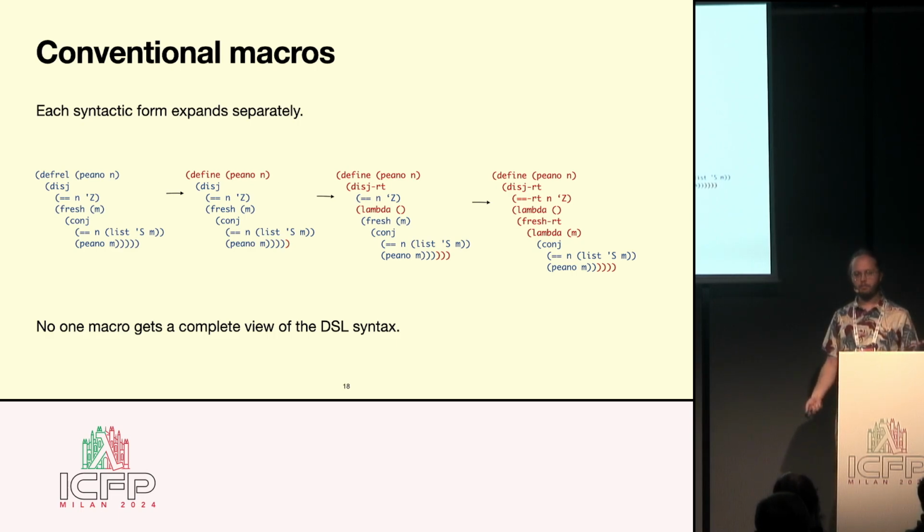But the problem, from the perspective of wanting to implement an optimizing compiler, is that no one of these macros is getting a complete view of the DSL syntax. They're only looking at their one little fragment, right? So we need a different expansion structure if we're going to be able to get that optimizing compilation in addition to everything else that we want.